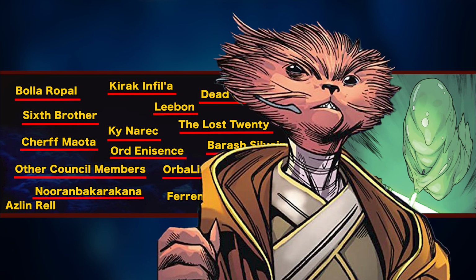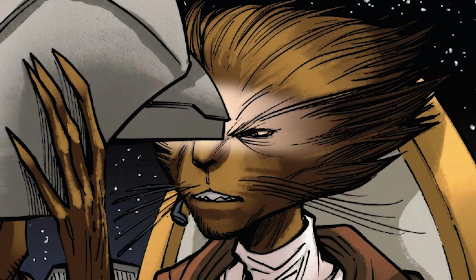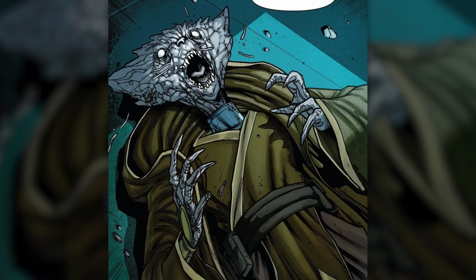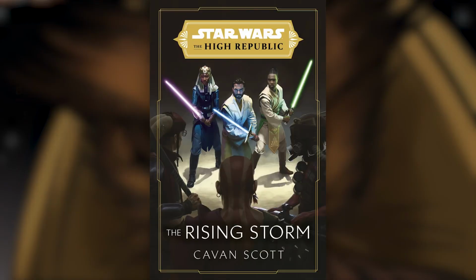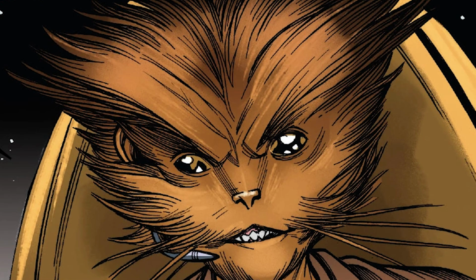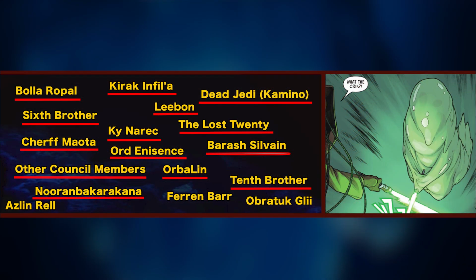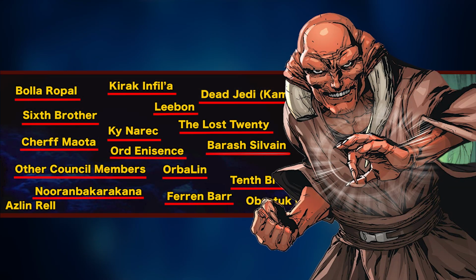Next is Norun Bakarakana, otherwise known as Norun. She was a Frozen Jedi Master in the High Republic era. She had a big reputation, and sadly was later killed by the Nameless on the Starlight Beacon. She first appeared in Rising Storm. I included her on the iceberg because the name's quite interesting and I kind of like the design of this character. Anyway, next is Ferren Barr.